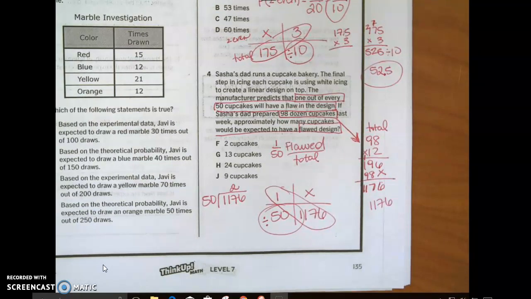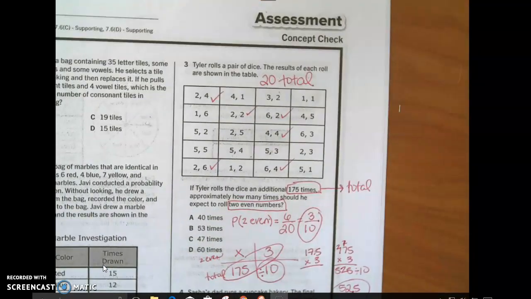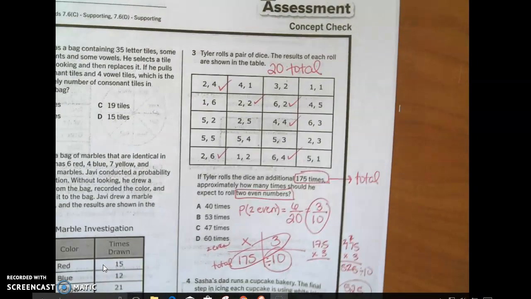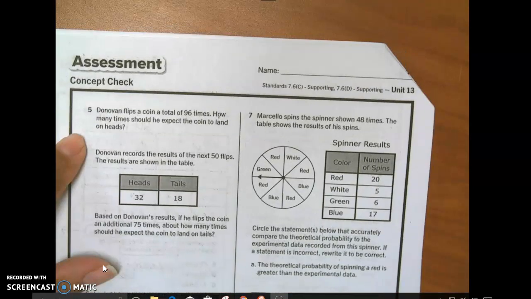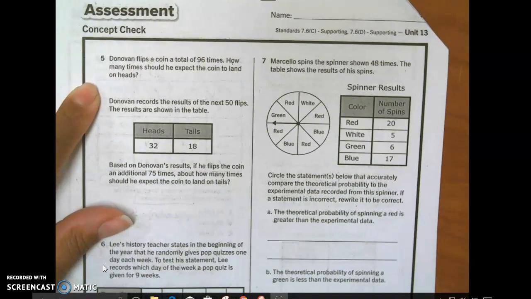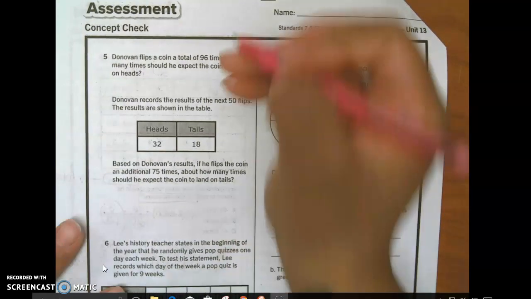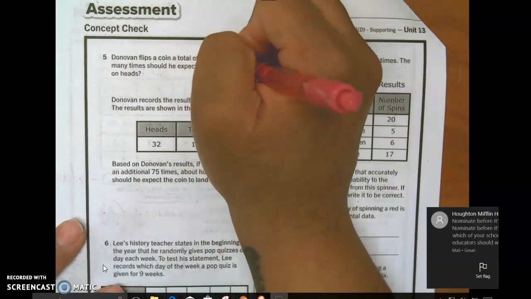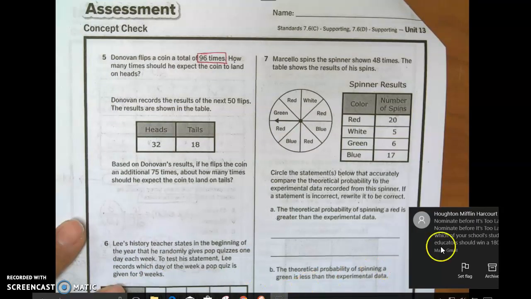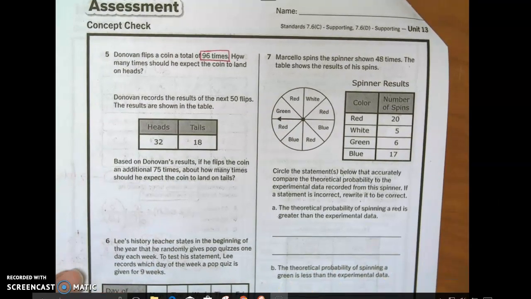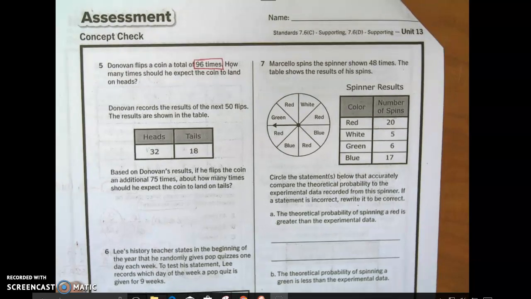2 on the same page. 136 on Number 5, 136, and then 2 with Javi. I'll go back. 136, number 5. Okay, Donovan flips a coin a total of 96 times. What did they give me? They even wrote the word. Oh, I can flip a total of 96 times.